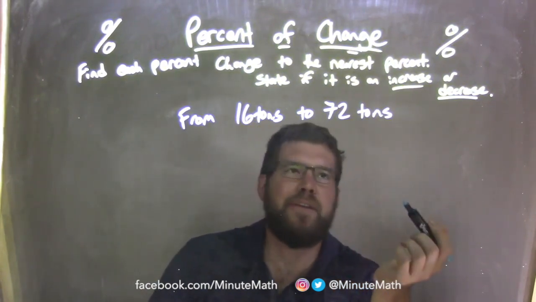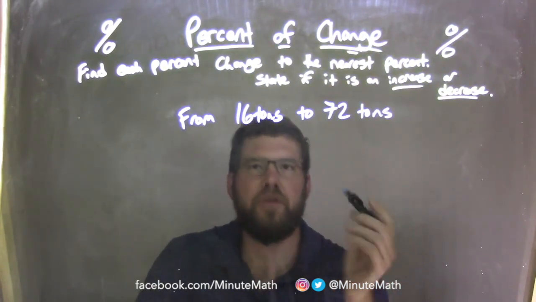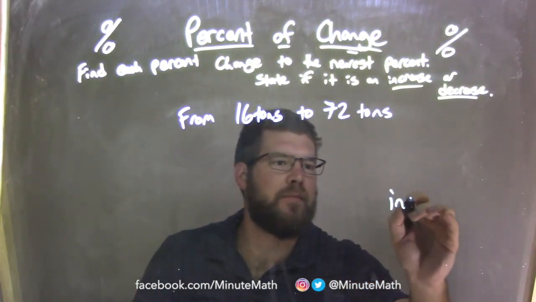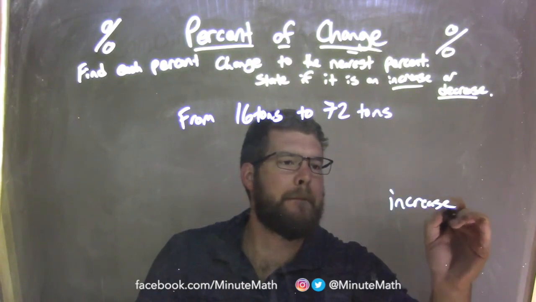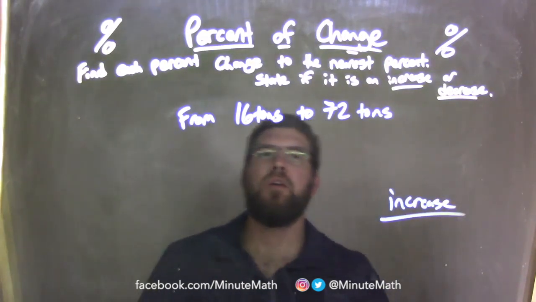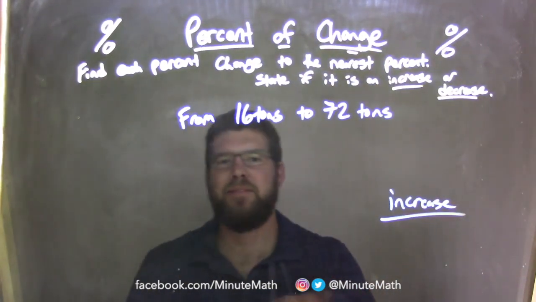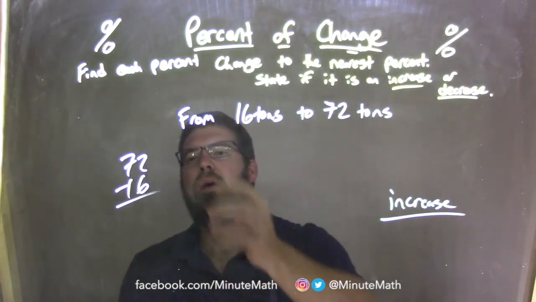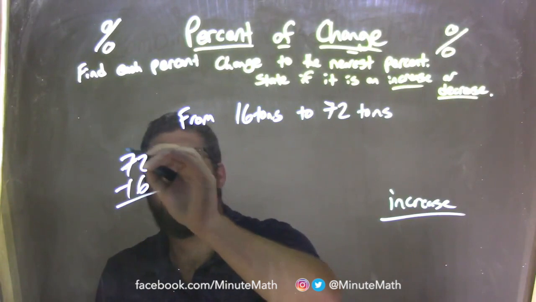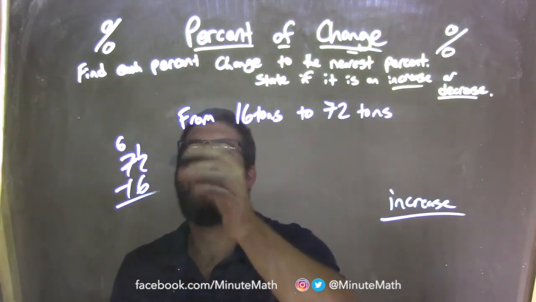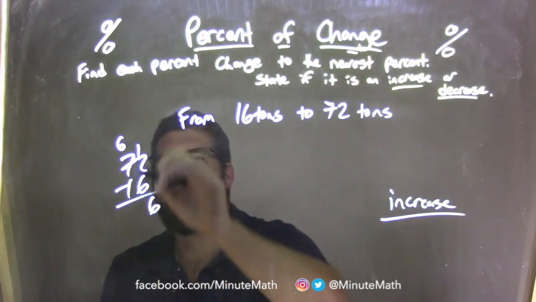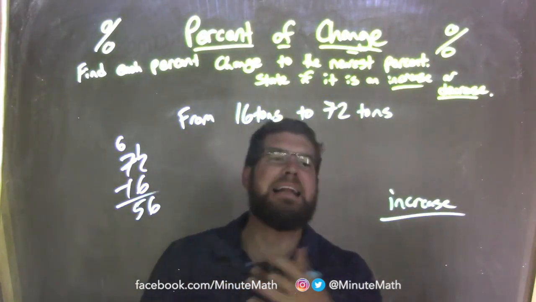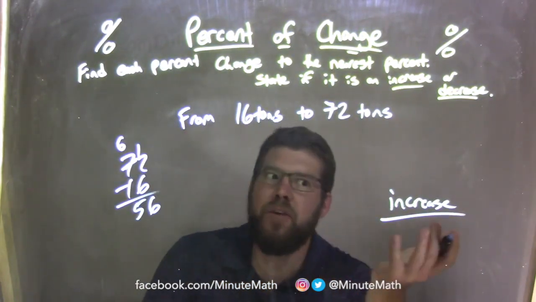We need to know if that's an increase or decrease first. First things first. It's an increase, right? We're going up. 16 to 72. Increase. So now we have to take 72 and subtract 16. We need to find the difference. 72 minus 16 here. Can't do 2 minus 6, so make that a 12. 12 minus 6, that's easy. That's a 6. 6 minus 1 is a 5. So we have 56. There's a 56 ton increase between the two.